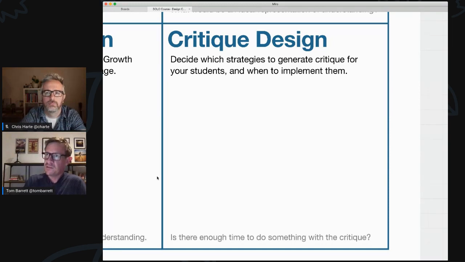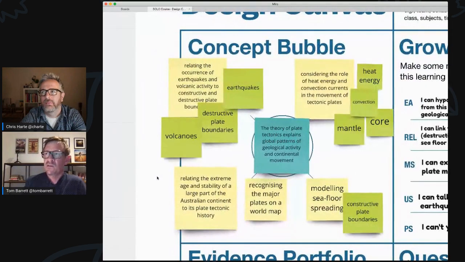So there are our six different aspects of our design canvas. At a high level, we're reckoning about 15 to 20 minutes to run through all of those things, maybe a bit more to begin with, but hopefully over time, once you use it, you'll get a bit quicker. Chris, we're going to have a quick look at your example here, aren't we?